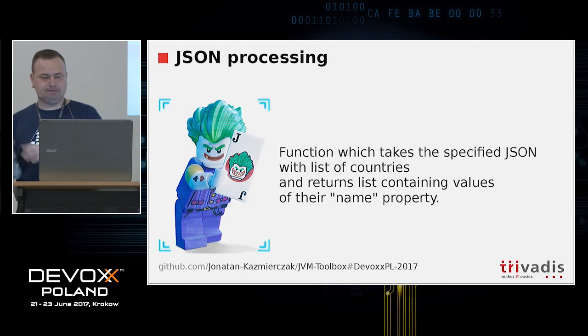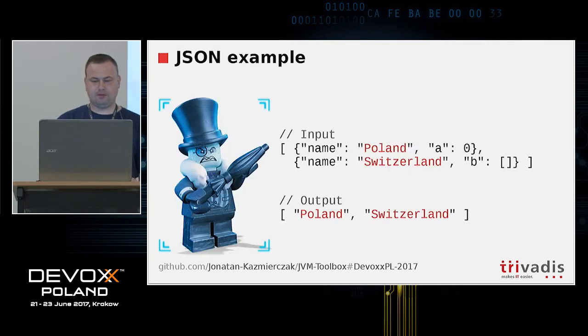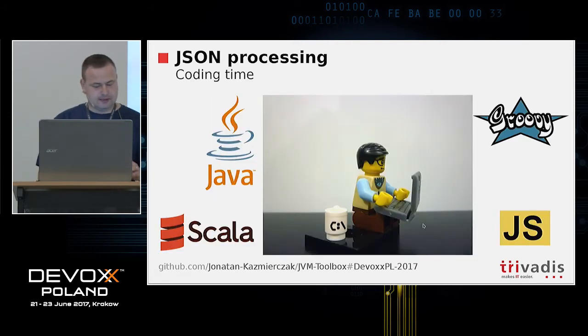Yes, a function which takes a specified JSON with a list of countries and returns a list containing the values of the name property, and that's what we really want to achieve. Yes, we have a list of countries, and that's what we expect as a result. OK, let's try to handle that.